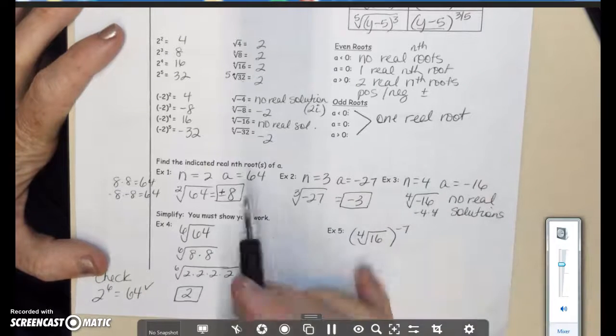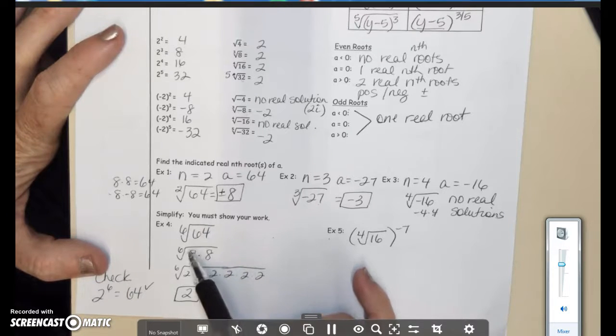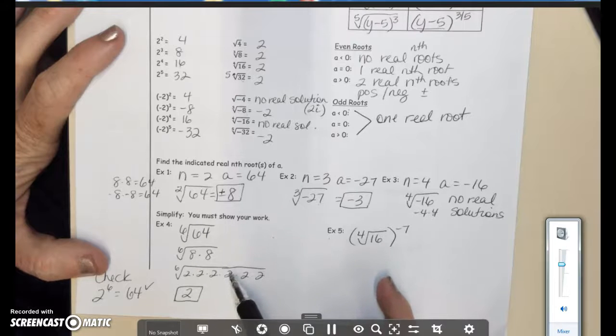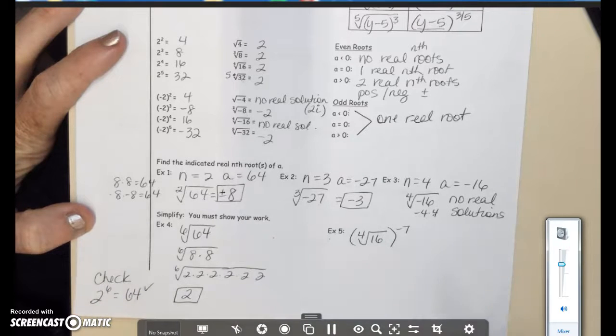Okay? Let's go down here. So the sixth root of 64. I need to find a number that I can multiply by itself 6 times to get 64. So 8 times 8 is great, but I only have 2 of them. I need 6 of the same number. So if I break 8 down, I've got 2 times 2 times 2, and I have another set of that, 2 times 2 times 2. Now I have 1, 2, 3, 4, 5, 6 2's. So the sixth root of 64 is 2, and I can check that because 2 to the 6 is in fact 64, so that's correct.